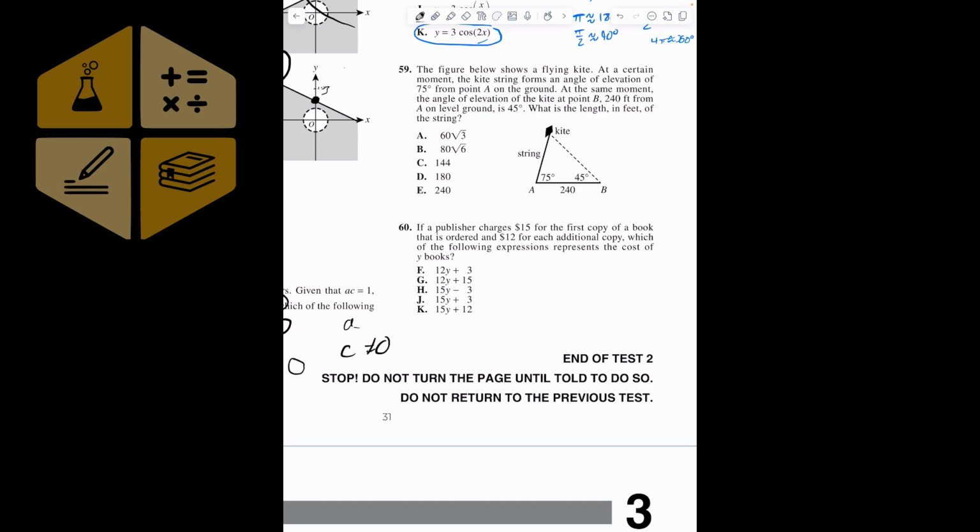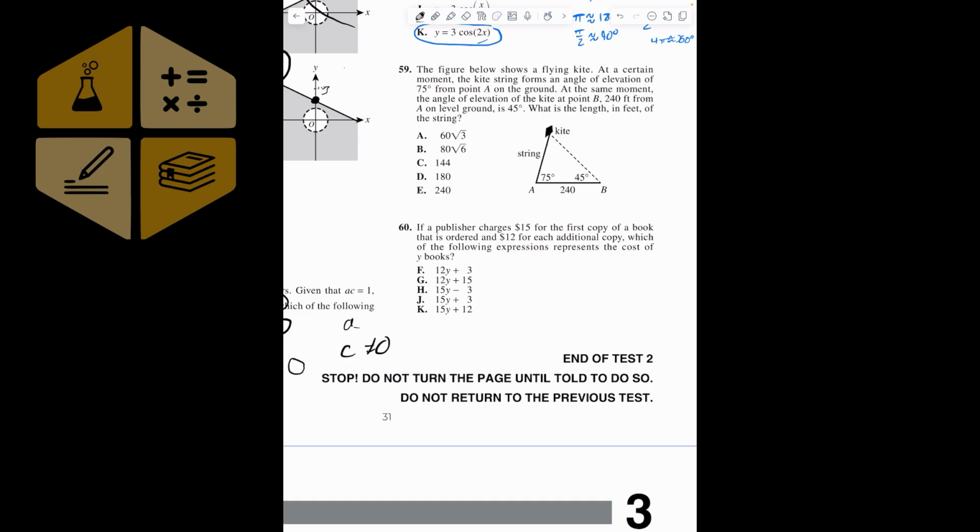Well, this question would be much easier if we were dealing with a right triangle, because when you have a 90-degree angle, it makes it very simple to use trig functions like sine, cosine, and tangent to find missing sides or missing angles. The problem here is that we don't have a 90-degree triangle. We have one angle that's 75 degrees, one angle that's 45 degrees. It's going to come into play.